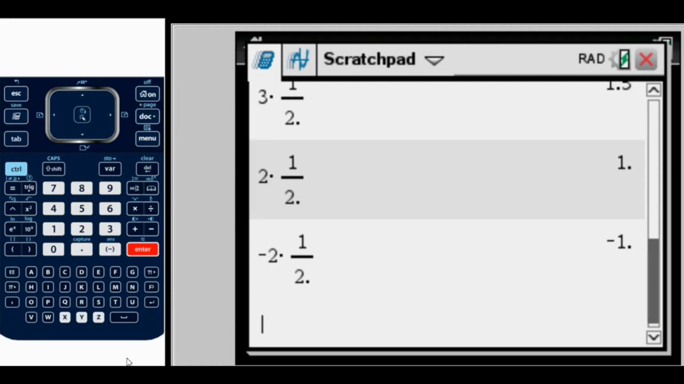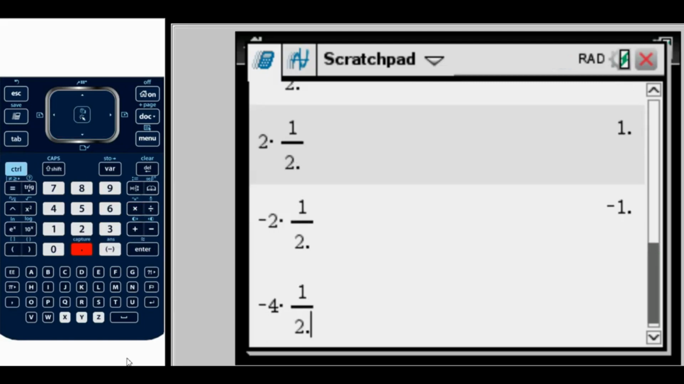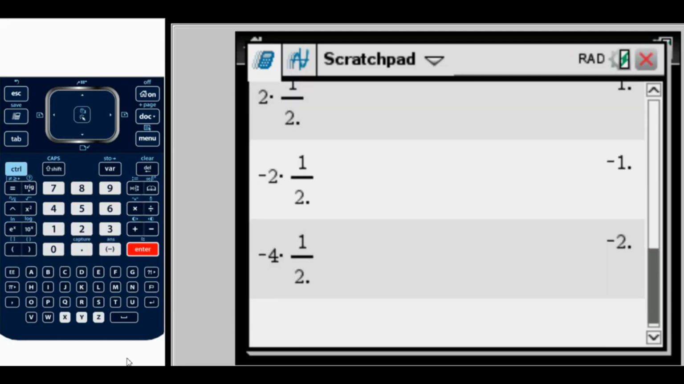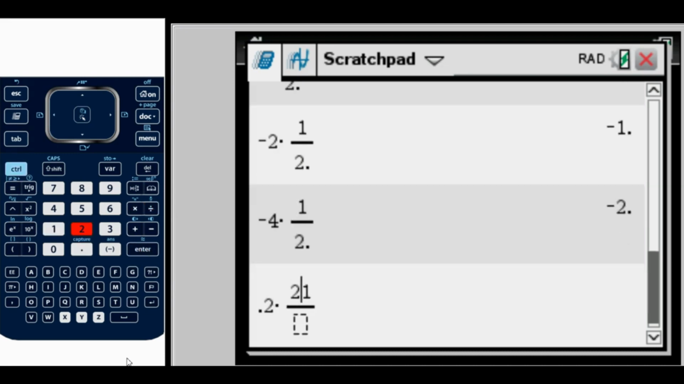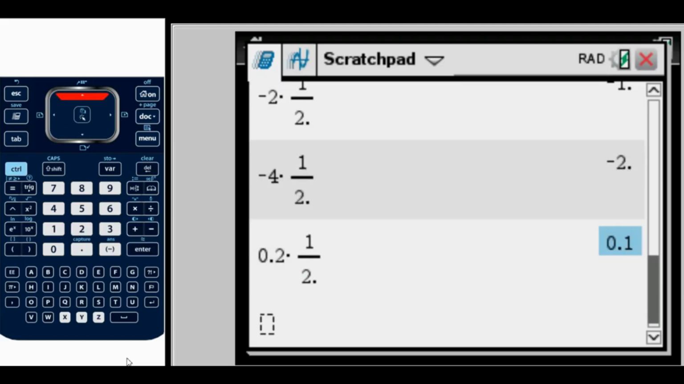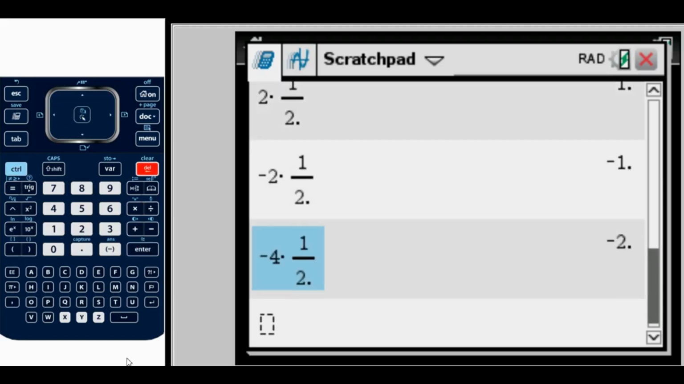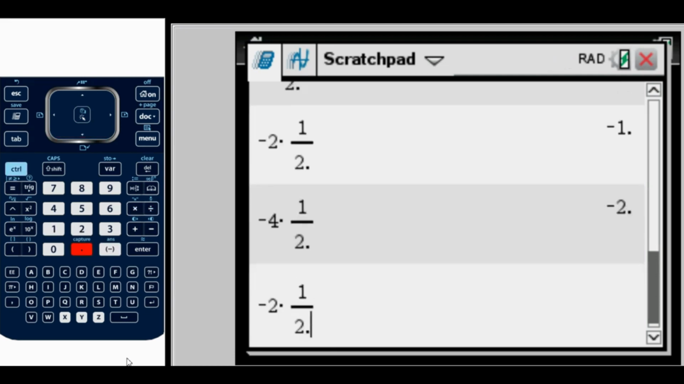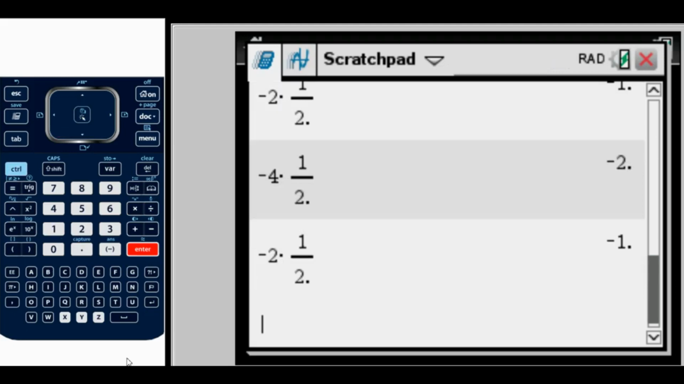Now our last one. Our last one was we had negative 4 times 1/2, and then we had negative 2 times 1/2. Oh, you know what? Look at that. I put 0.2. Gotta watch that. All right, so we'll do that again. So let's say we have negative 2 times 1/2. There we go. All right, so that one, negative 4, negative 2, turned into negative 2, negative 1.